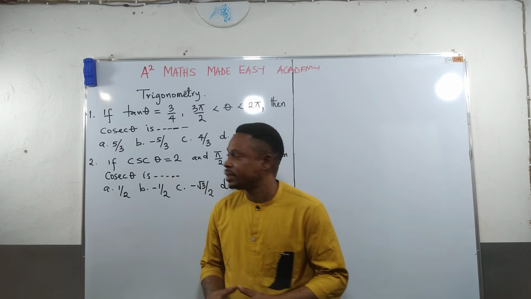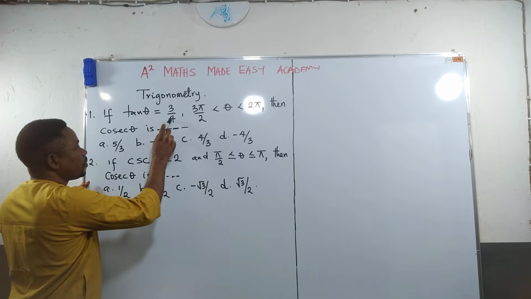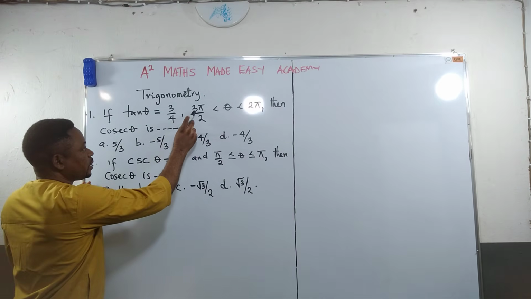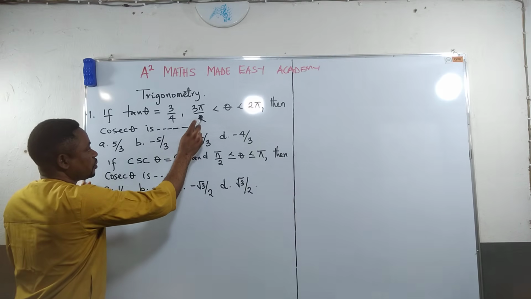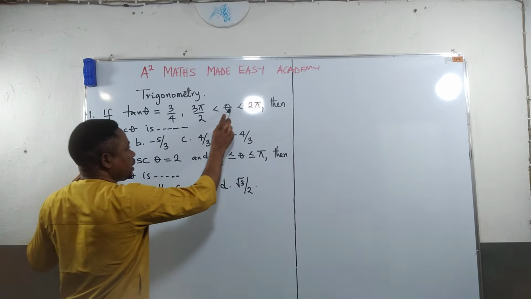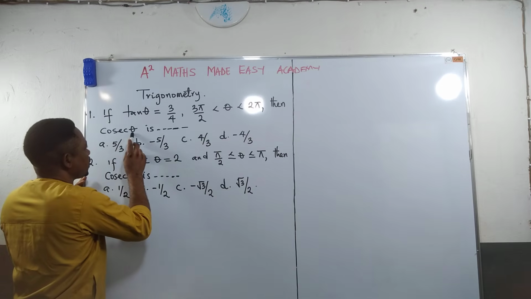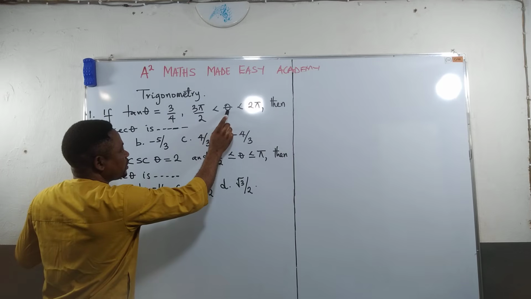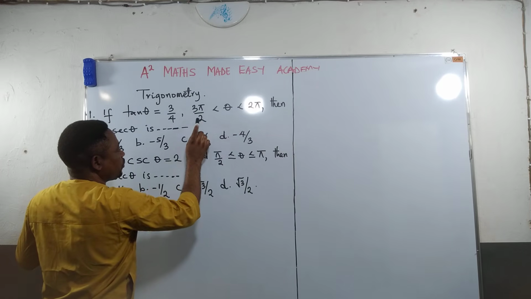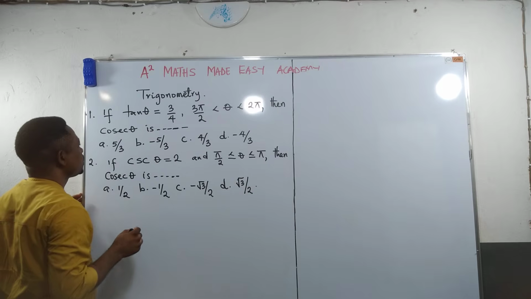Now look up, everyone. The question says that if tan theta is 3/4, then 3 rad over 2 (this is rad in degree) is less than theta, less than 2 rad. Then the question says cosec theta is dash. This expression means theta is greater than 3 pi over 2 but less than 2 pi. Then the question says cosec theta.